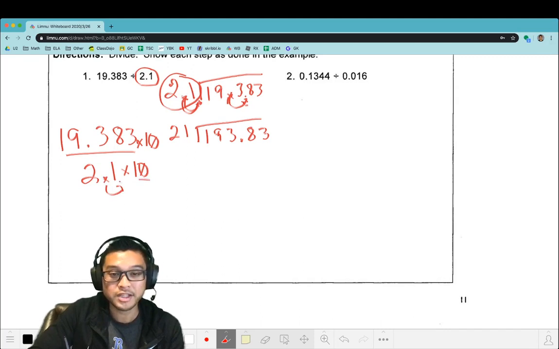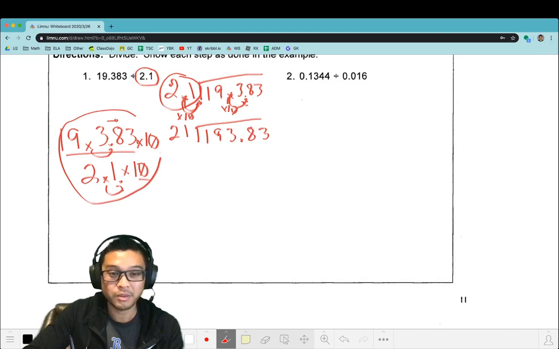Okay? Now remember, when we multiply times 10, we're going to move the decimal point one time to the right. Okay, so that's how come we were moving that decimal point to the right. We were actually multiplying times 10 without actually saying it. Okay, we were taking a shortcut. So up here, same thing. We're going to multiply times 10. That decimal point goes one time over, and so you get the same problem. You get 193 and 83 hundredths divided by 21. So this is why it works.